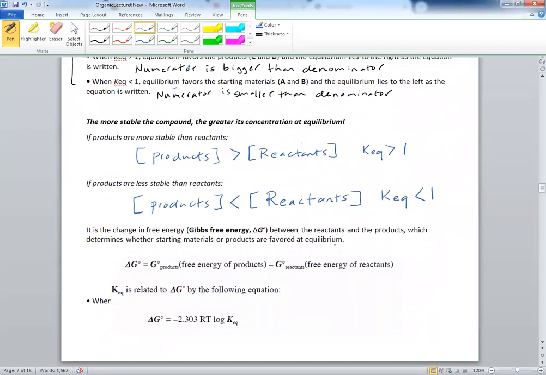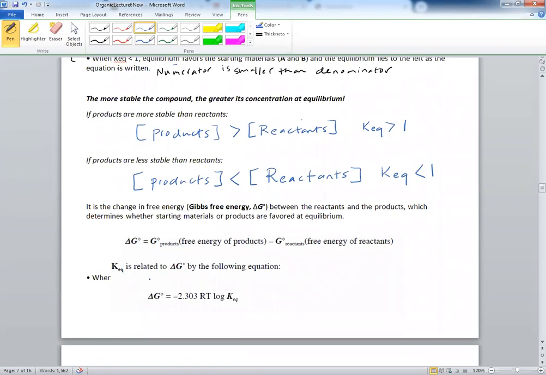To give you an example, we're not going to go into the calculations, but this is important to talk about. It is actually the change in free energy, delta G naught, between the reactants and products, which determines whether the starting material or products are favored. So when we talk about stability, we're talking about energy. You would know this by calculating delta G. So delta G in this case would be the free energy of the products minus the energy of the reactants. Well, we have this equation right here.